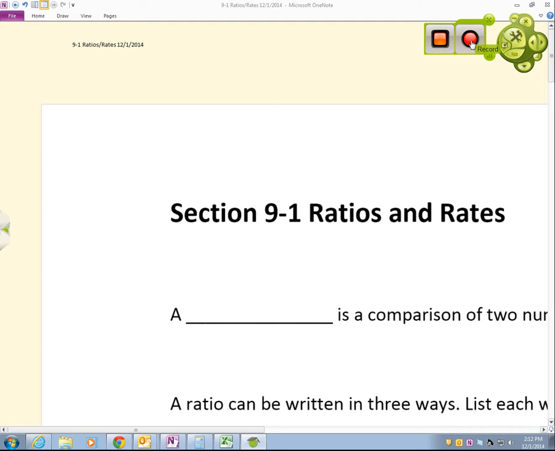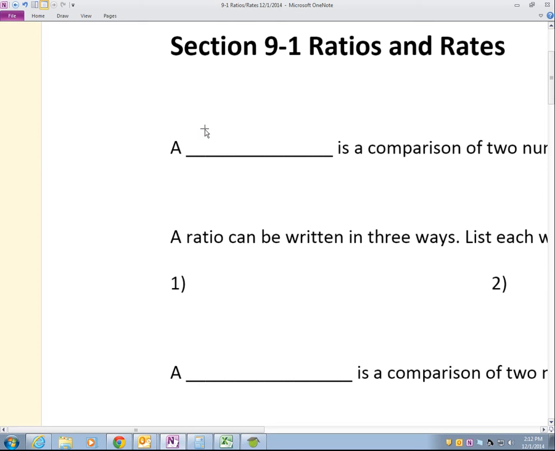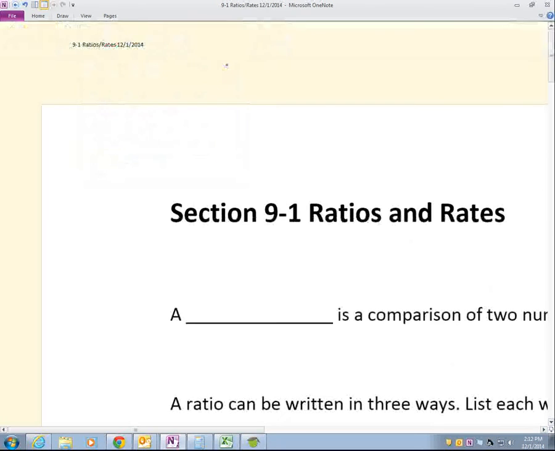So 9.1, ratios and rates. As we just found here, a ratio is a comparison between two numbers.